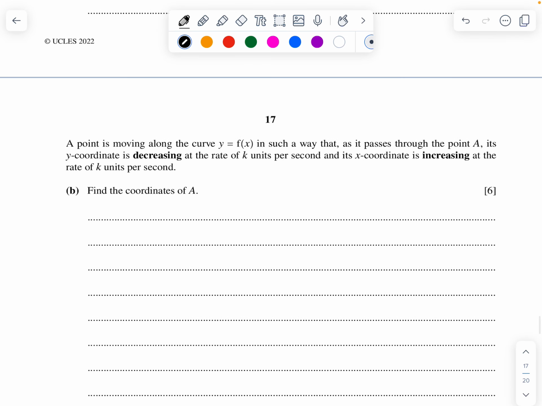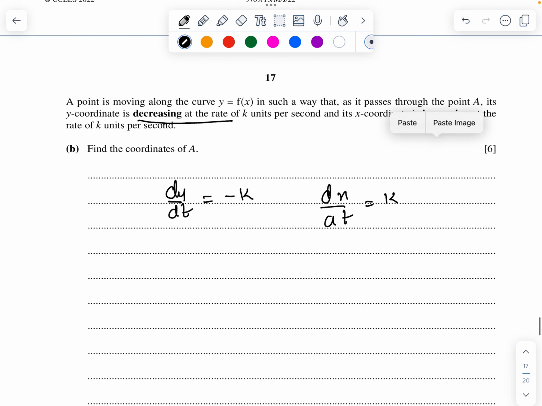A point is moving on a curve in such a way that it passes through point A. Its y-coordinate is decreasing at a rate. So dy by dt is decreasing, means minus k. X-coordinate is increasing, dx upon dt equals to plus k. Find the coordinates of A. So we have found dy by dx. Earlier we have found dy by dx as minus 8 upon 4x plus 2 whole to the power of 3.